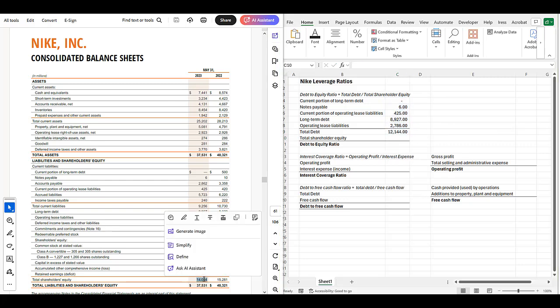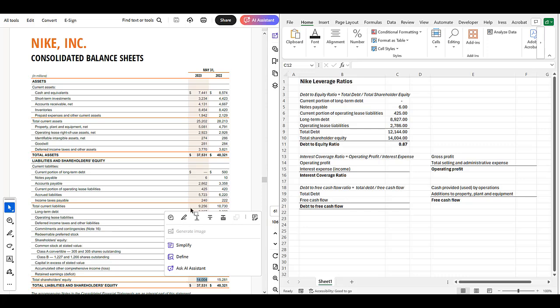Total shareholder equity was 14,004. 12,144 divided by 14,004 equals 0.87. Nike's debt to equity ratio as of 31 of May 2023 was 0.87. For every dollar of equity, Nike has 87 cents of debt.